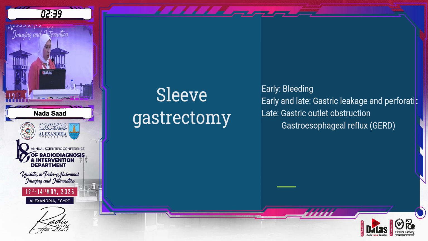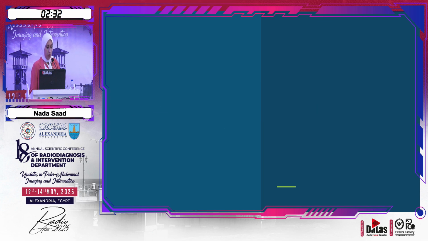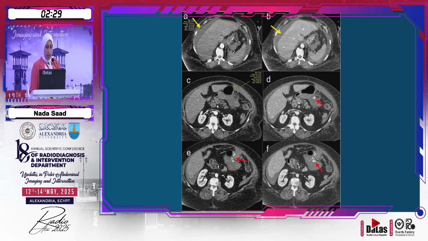Some of the postoperative complications of the sleeve gastrectomy can be divided into early and late complications. Bleeding, like this patient. Here we have multiple axial slices of CT abdomen with contrast. A, C, and E are arterial phases. B, D, and F images are venous phases, showing hemoperitoneum in the perihepatic and perisplenic region, as well as a focus of active contrast extravasation, consistent with active bleeding.